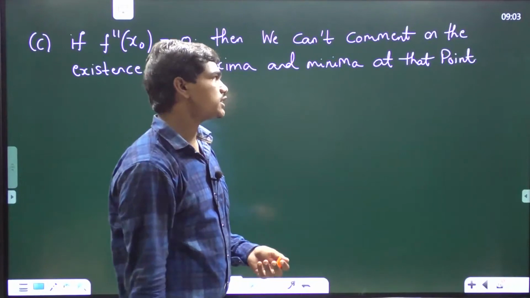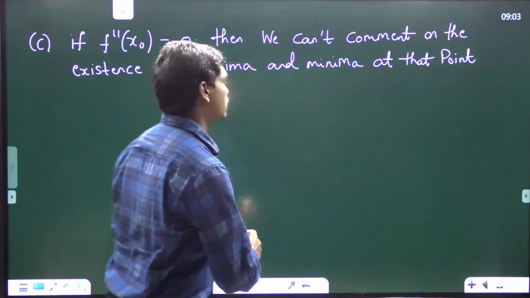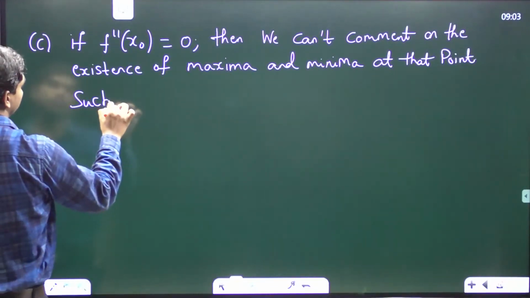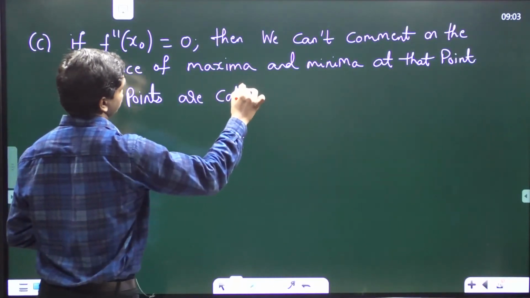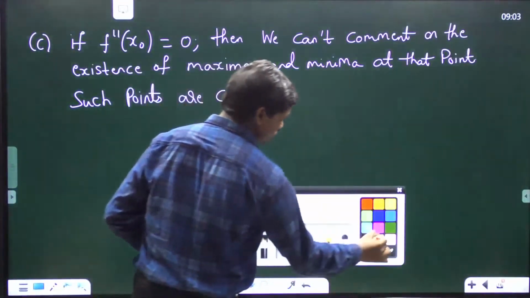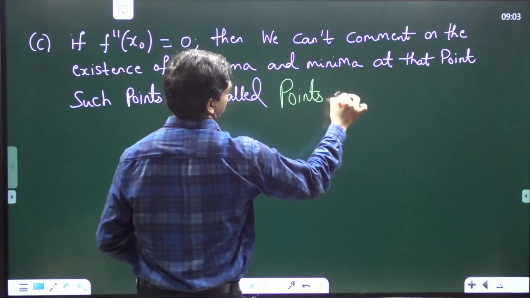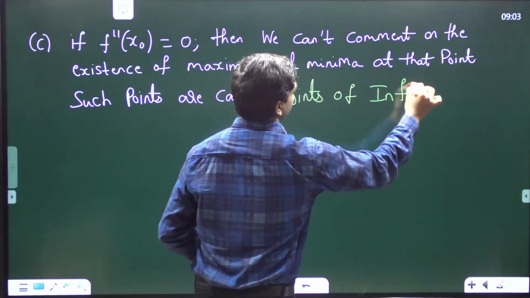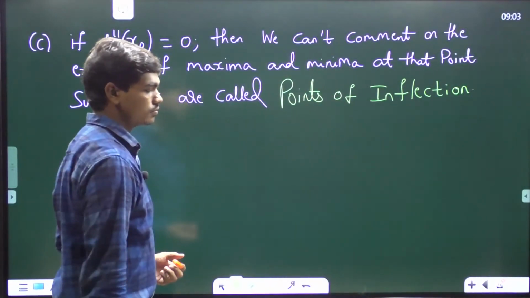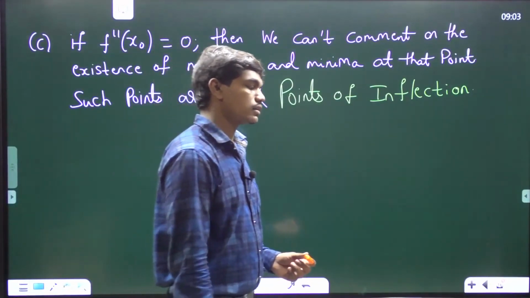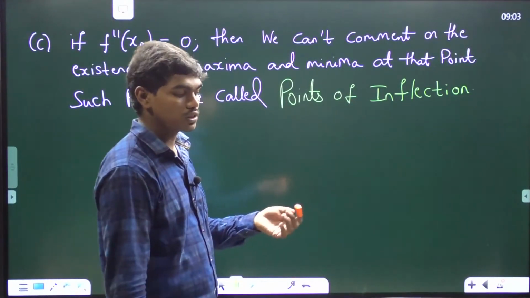Means with the help of the second derivative test, basically you can't talk about whether a maximum or a minimum is happening for that function, and such points are called points of inflection. Yes, Praveen, it's correct. First derivative tells you whether a function is increasing or decreasing, and second derivative will give you whether the function has a maximum or minimum.